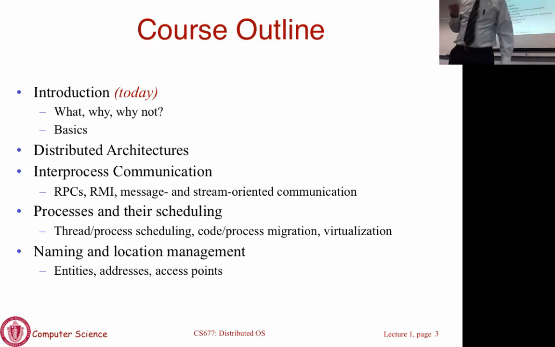Okay, next time we're going to talk about architectures of distributed systems, client-server, peer-to-peer, and those kinds of architectures. And the first major component of the class is going to be on communication in distributed systems. This is going to be dealing with RPCs, RMIs, message and stream-oriented communication. Okay, so this is how distributed systems or applications interact or communicate with one another. Okay, that's going to be the first component.